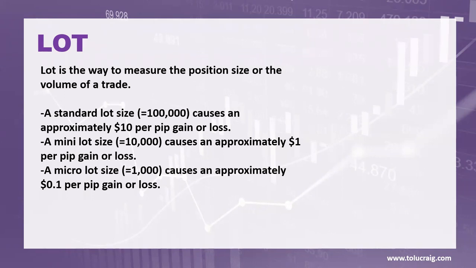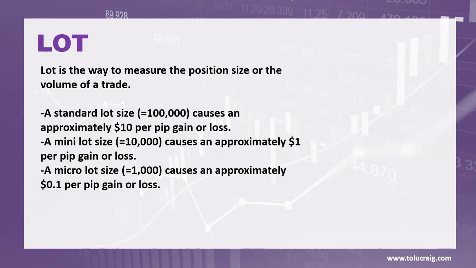Okay, so we have different types of lot size. We have the standard lot size, as we have on my slide. It means 100,000 units and causes an approximately $10 per pip gain or loss. So if you're using a standard lot size, then for every pip gain or loss, it is equivalent to $10.